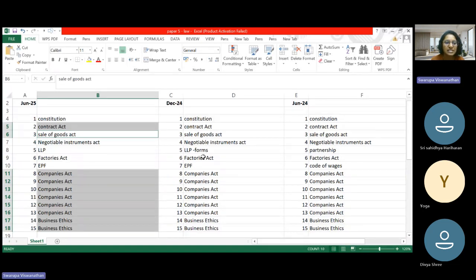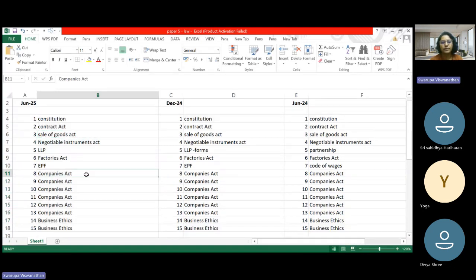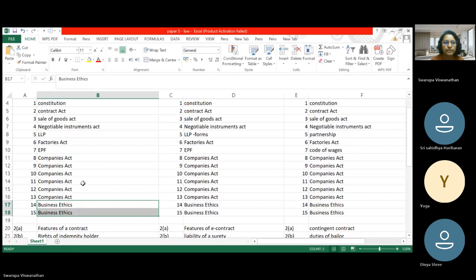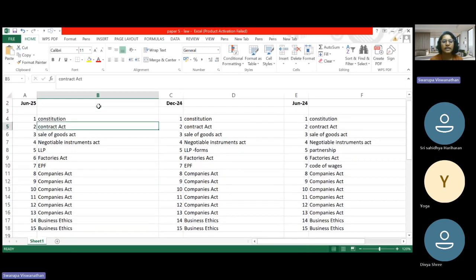This is a strict format that is followed. Companies Act is 10 marks of MCQ. There are 6 questions, so 10 to 12 marks are from Companies Act. Then 4 marks you get from Business Ethics. Then Contract Act, 1 question, Sale of Goods Act, 1 question. So out of the 15 questions, 50% is from Companies Act, Business Ethics, Contract Act, and Sale of Goods Act. The other questions are from other acts.